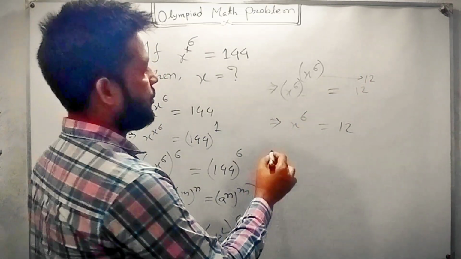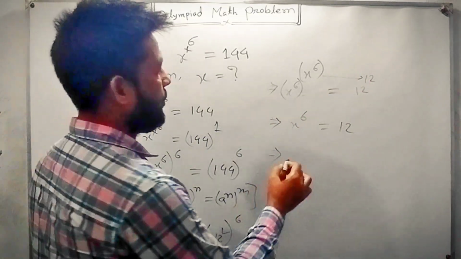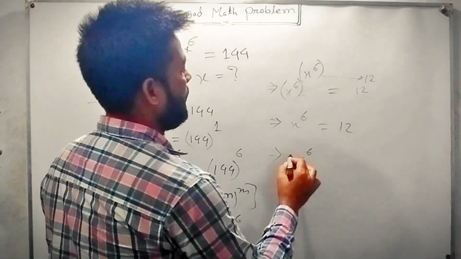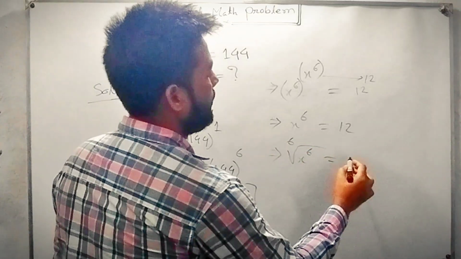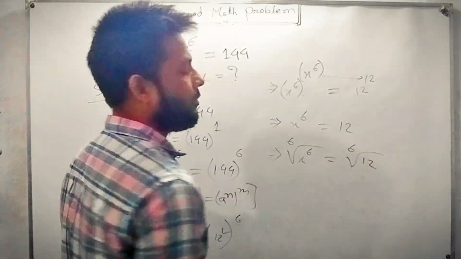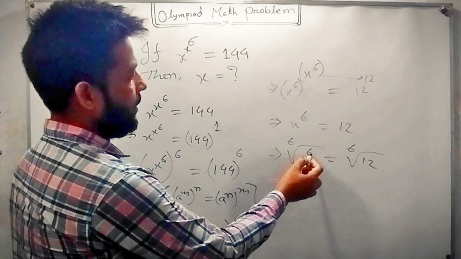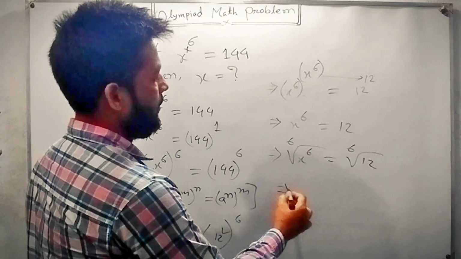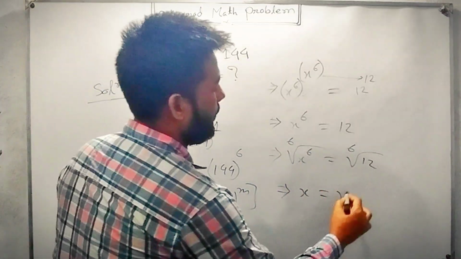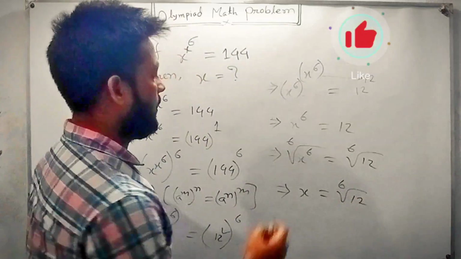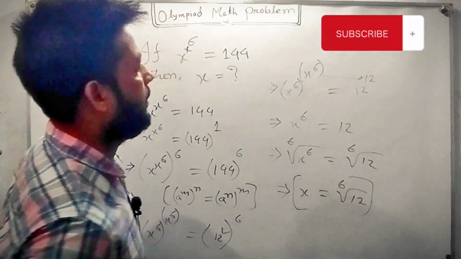So we will apply the 6th root, that means x power 6, root, and 12, 6th root. We will turn this, and we will write that the 6th root and power 6 may cancel. That is, x equals to the 6th root of 12, and this is the result or value of x.